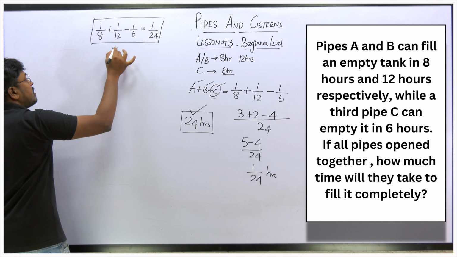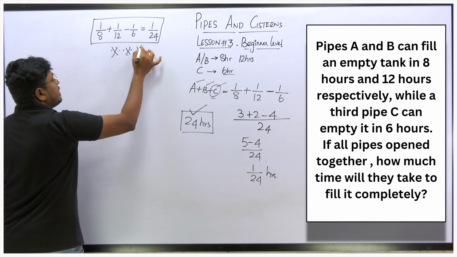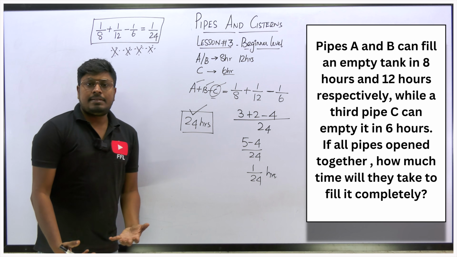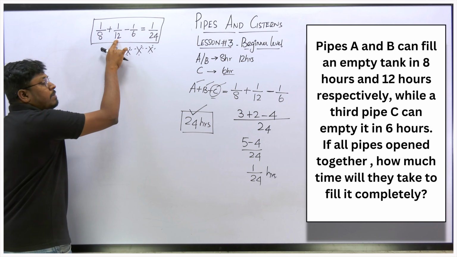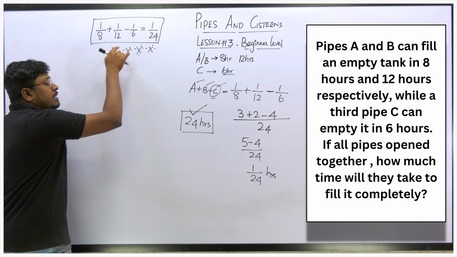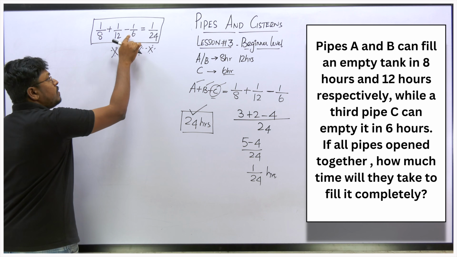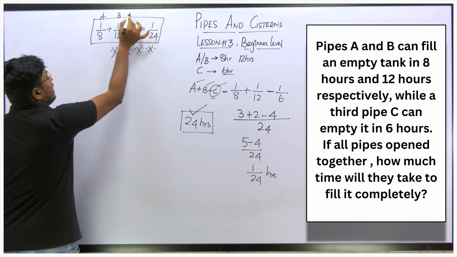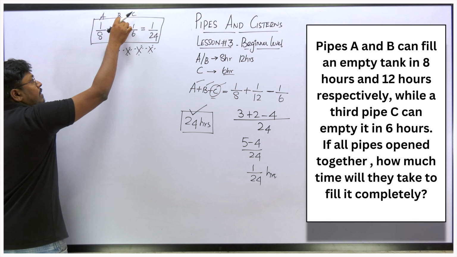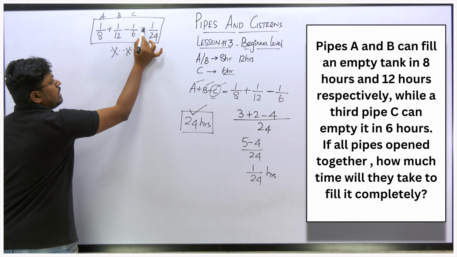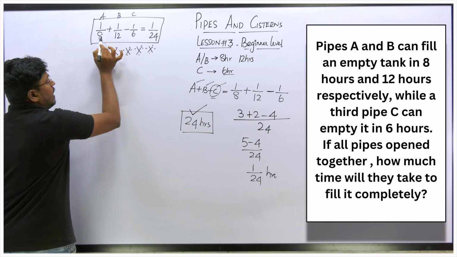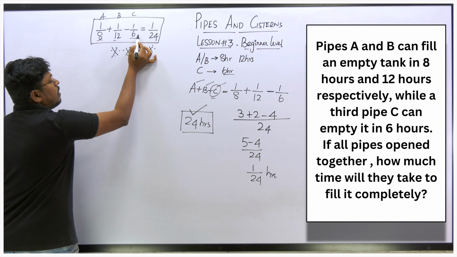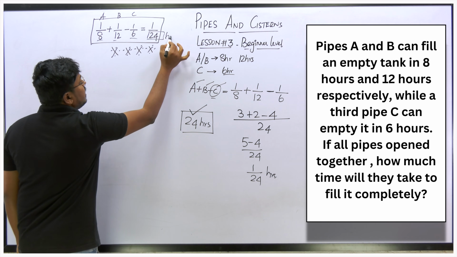So friends, understood or not how I wrote this? This is the most important part in this topic, pipes and cisterns. Never forget this. Why am I saying this? Because in some cases the value of tap B will not be given. In that scenario, we use x here. In some cases tap C will not be given. We use x here. Understood or not? So if all the 3 taps are open, that is tap A, tap B and tap C, then the time taken to fill the tank will be equal to 1 by 24. So 8 hours, 12 hours, and tap C empties the cistern in 6 hours. If all the 3 taps are open, then the tank will be filled in 24 hours.